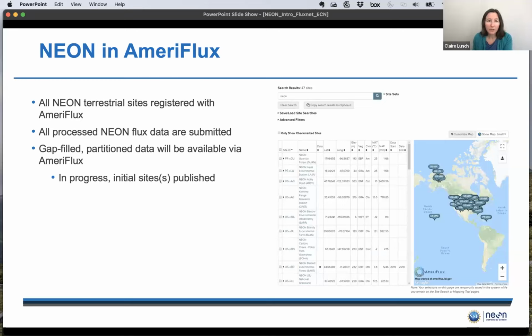We have, up until recently, only had the half-hourly fluxes published to AmeriFlux. AmeriFlux has been working on generating the gap-filled and partitioned data products. I believe that has been published for at least one NEON site, and there are several others that are pending. So very soon that sort of enhanced and improved data will also be available through AmeriFlux.